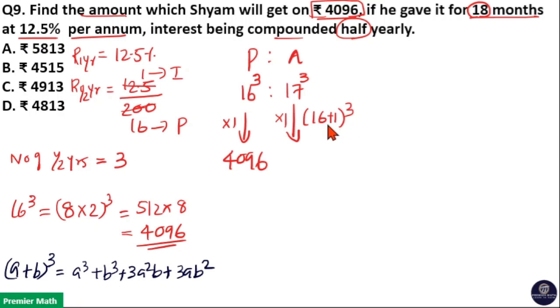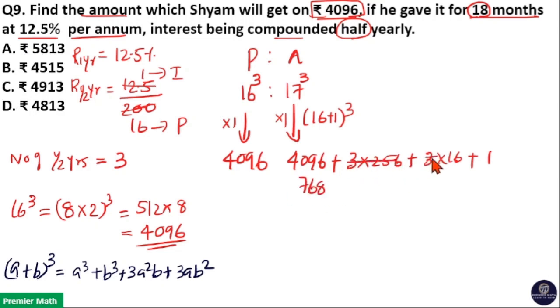So if you apply this logic in 16 plus 1 the whole cube, this will become 16 cube, which is equal to 4096, plus 3a square b, that is 3 into 16 square into 1, which is 3 into 256, plus 3 into 1 into 16, which is 3 into 16, plus 1 cube, which is 1. Now you can see 3 into 250 is 750, 6 into 3 is 18. So this will become 768.